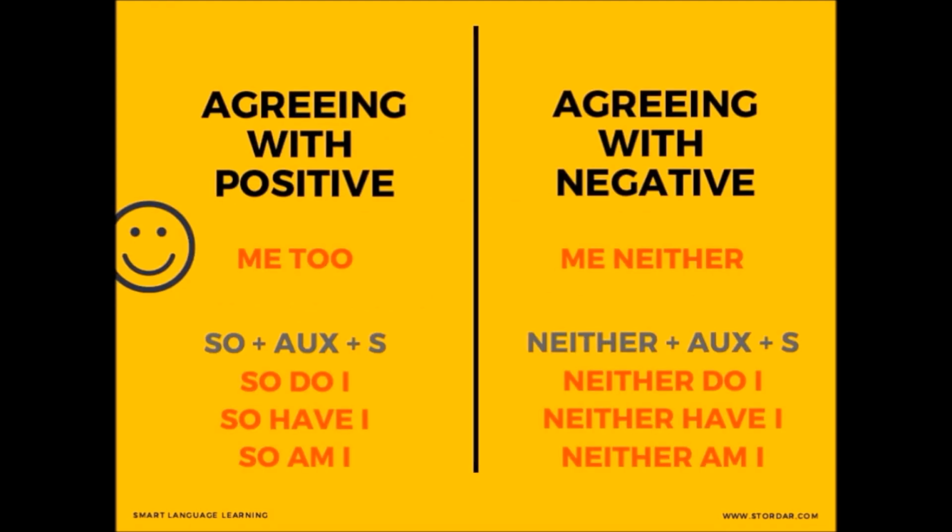Okay? So, please remember the main principle: your answers can be different depending on whether you react to the positive sentence or to the negative sentence. To agree with the positive sentence, you can say "me too," or "so," auxiliary, subject pronoun, so do I, for example. And to agree with the negative sentence, you will say "me neither," or again the mirroring construction with "neither," auxiliary, subject pronoun. For example, neither do I.